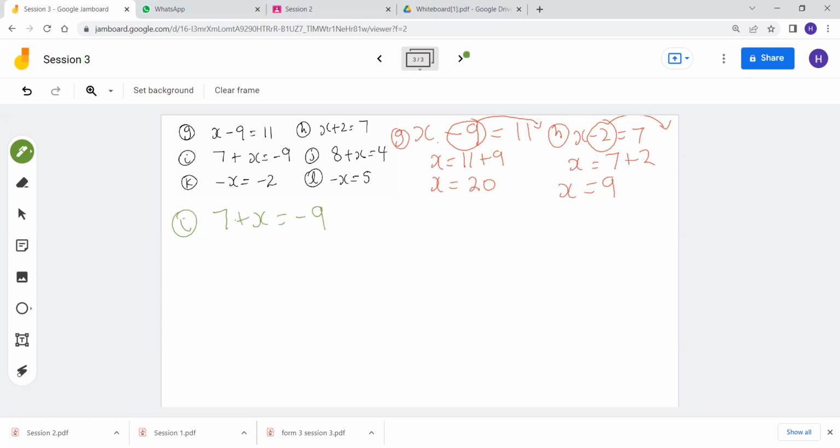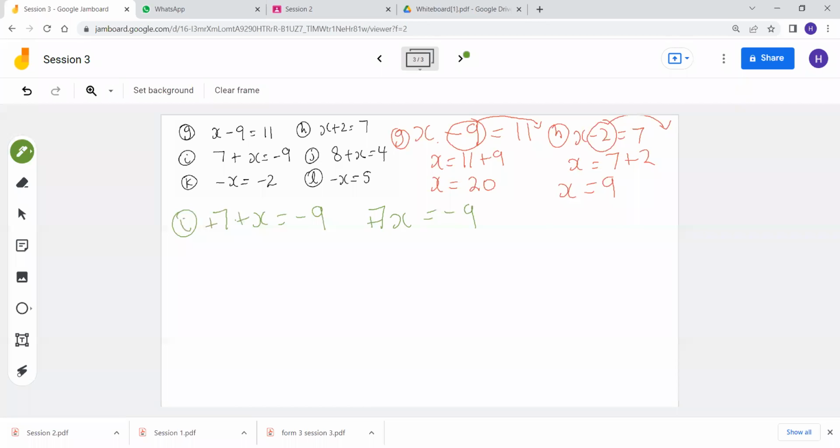I want you all to understand something here, right? In 7 plus x, the operation being done to x is adding, not multiplying. If it was multiplying, it would have been 7x, so positive 7x equal to minus 9. Do you see the difference here? I want you to spot the difference.